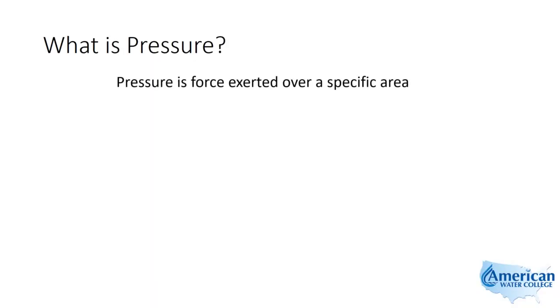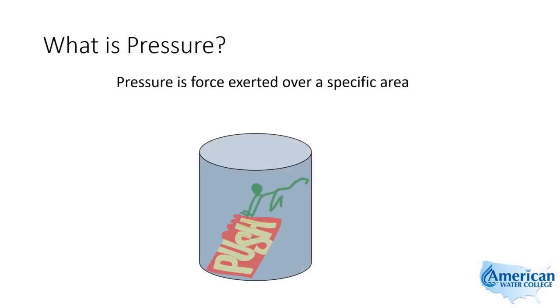Pressure is force exerted over a specific area. So in our example, here we have this force being exerted on the bottom of this container or this tank. So there's a certain number of pounds per surface area. Typical units are pounds per square inch. So PSI, pounds of force per square inch of surface area.